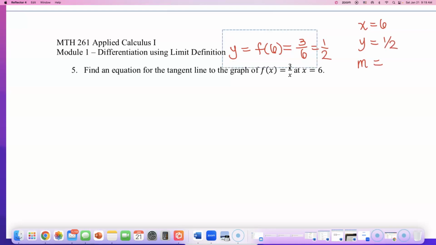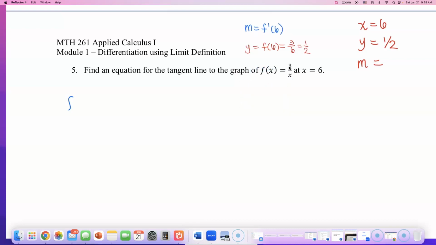It's going to take us some work to find what the slope is, but slope m is going to be the value that we get when we plug in that 6 into the derivative function. We don't have the derivative function just yet, so we're going to go ahead and find that. And once we find that f prime of x, then we will plug in 6. So that's the plan of this problem.